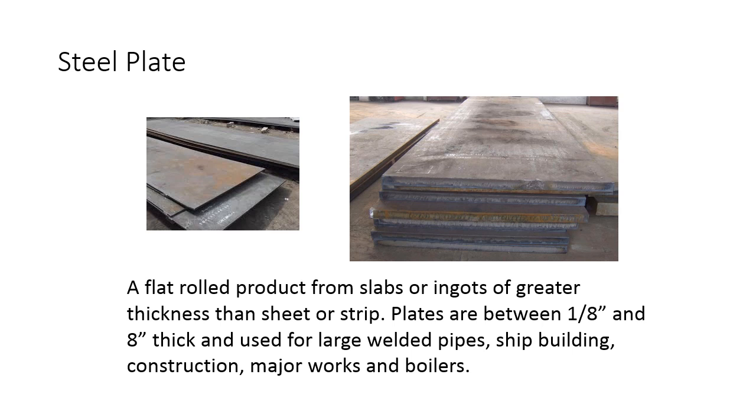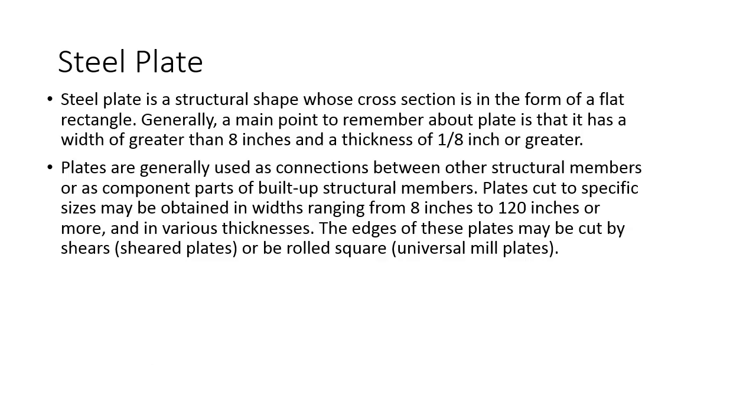So odds are in your career you're going to see a lot of steel plate if you're making boilers. Steel plate is a structural shape whose cross section is in the form of a flat rectangle. Generally, a main point to remember about the plate is that it has a width greater than 8 inches and a thickness of 1/8 of an inch or greater.